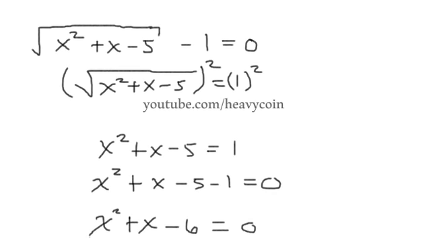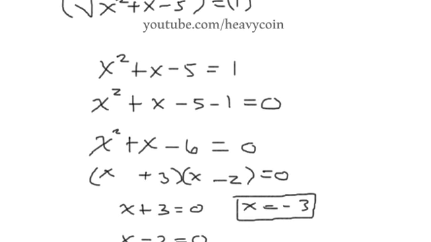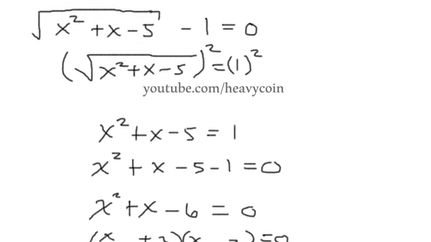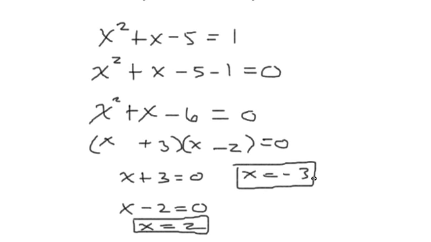And of course our other solution was 2, so let's try that. So 2 squared is 4, 4 plus 2 is 6, and 6 minus 5 is 1, and the square root of 1 is 1, and 1 minus 1 is 0. So it looks like that both of our solutions are working.